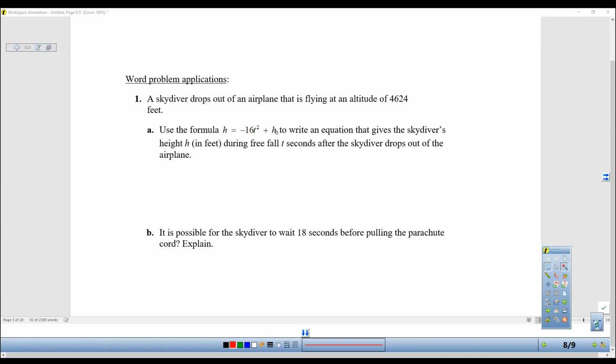A skydiver drops out of an airplane that is flying at an altitude of 4,624 feet. Using the formula, now I think you're actually going to need this formula in your homework too. This is not just any formula. This is the formula for a free fall. To write an equation that gives the skydiver's height during the free fall 10 seconds after the skydiver drops out of the airplane. So his drop is vertical, right? So you've got this airplane and you've got this guy dropping out of it, right? His drop is straight down.